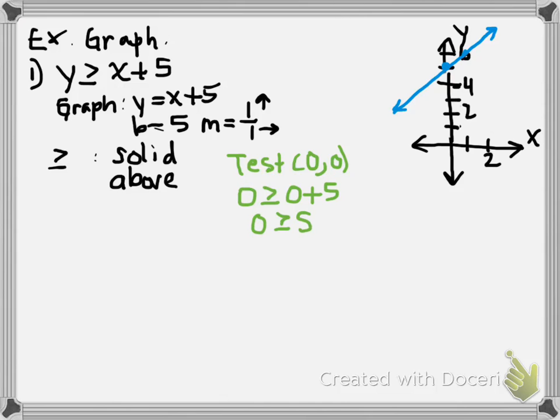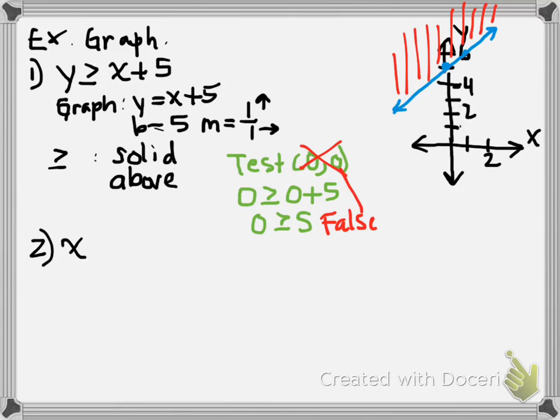So I plug in 0 for y, 0 for x, and I get 0 is greater than or equal to 5. Is that true or false? False. So actually, let me do that in a different color. Because I get false, what that says is you better not shade 0, 0. So I'm not going to shade where 0, 0 is. I'm going to shade above, which is what I predicted I was going to get anyway in my original problem. Okay? All right, let's do the next one.